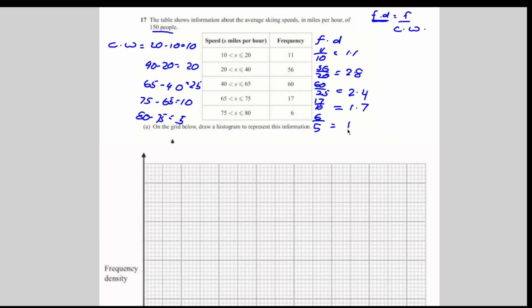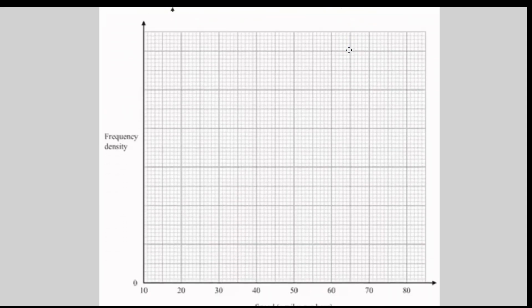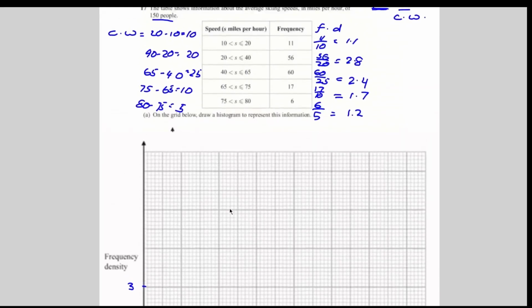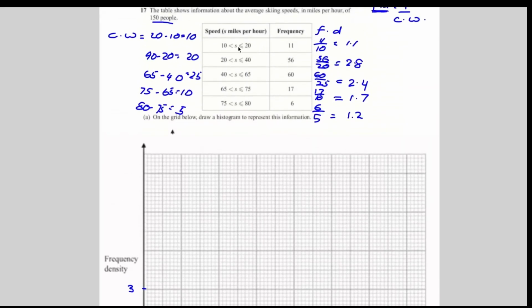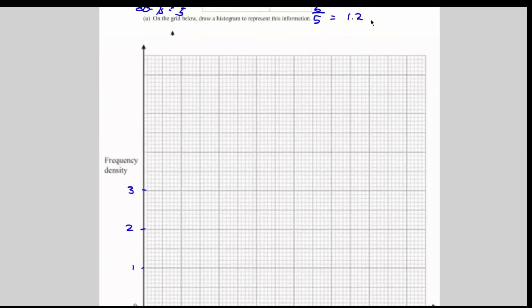Right, now the maximum frequency density that we have is 2.8. Let's label the axis now. So I'm labeling it all the way up: 1, 2, 3. Let's label the first one. First one is 10 to 20. Now this is like a bar graph. 10 to 20, it is 1.1. 1.1 is here.